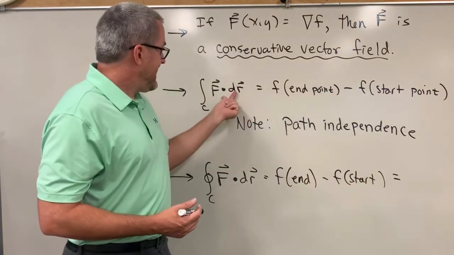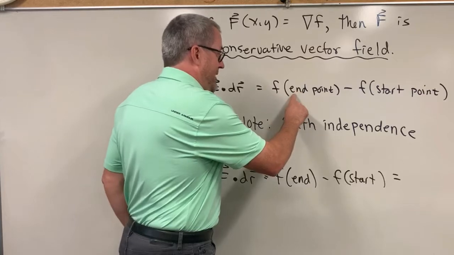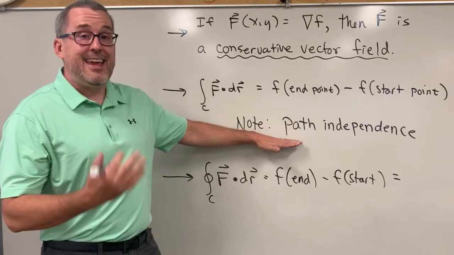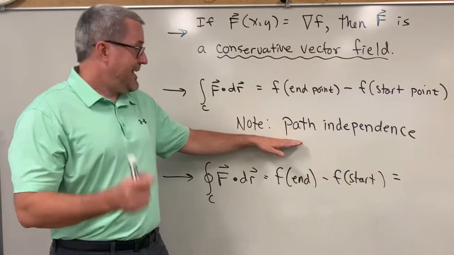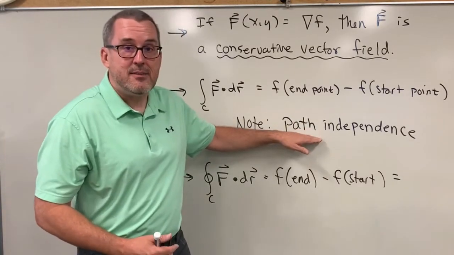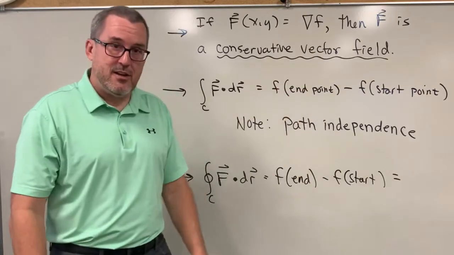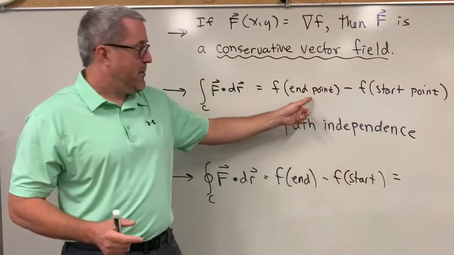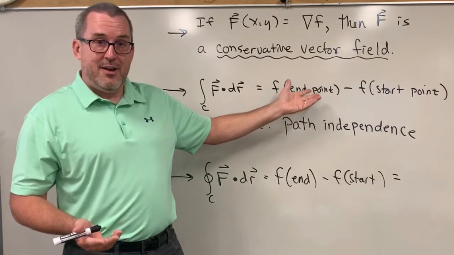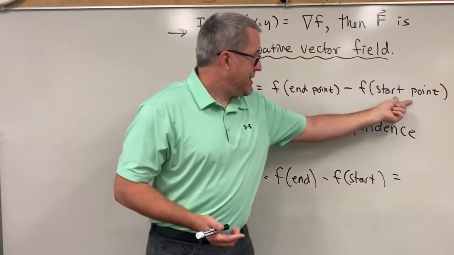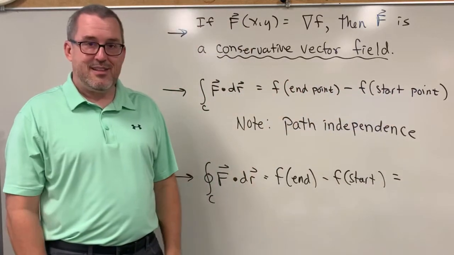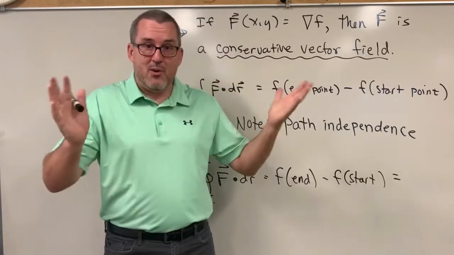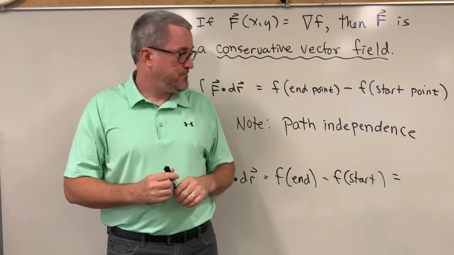Now, since the line integral is only dependent upon the ending point and the starting point, what we say is, in the case of a conservative vector field, the line integral is path independent. We have an issue of path independence here because it didn't matter how you got from the starting point to the end point. It just matters that you got there. We're going to evaluate at the end, evaluate at the beginning, subtract, and we'll have the line integral. So in the case of a conservative vector field, the parameterized path doesn't really matter.